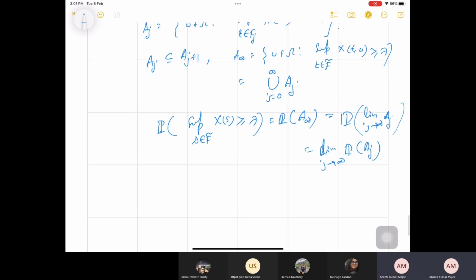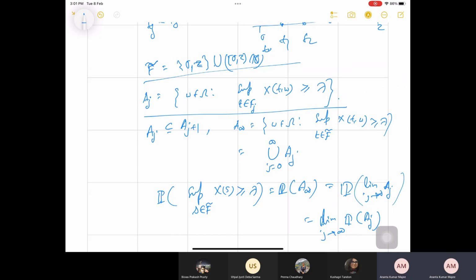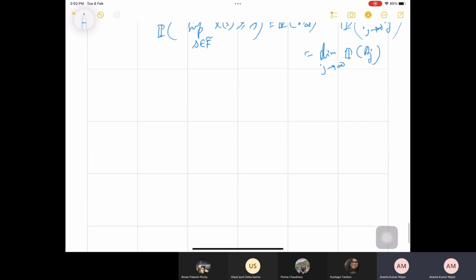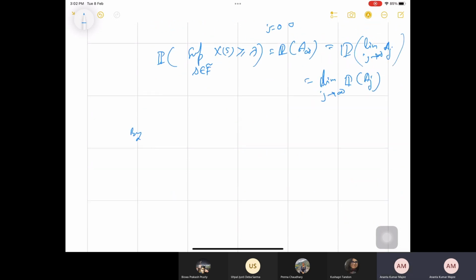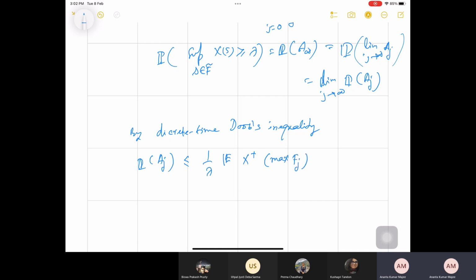Now what about A_j? If you look at this set, in F_j you have a discrete, that is a finite, set of points, and X at those points t_j is a discrete-time submartingale, so I can apply the discrete-time Doob's inequality. This is a really nice proof. The probability of A_j should be less than or equal to 1 by lambda times the expectation of X plus at the maximum point of F_j.